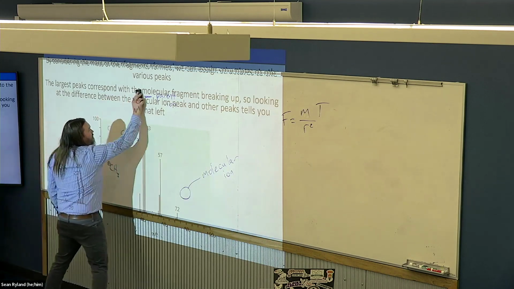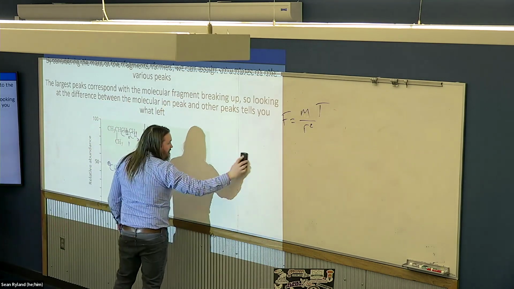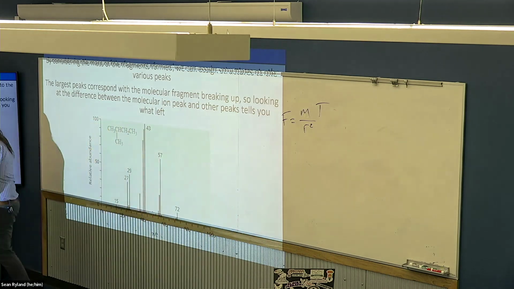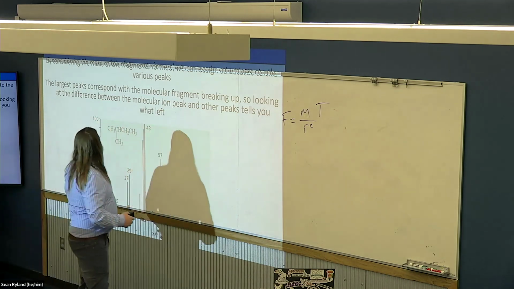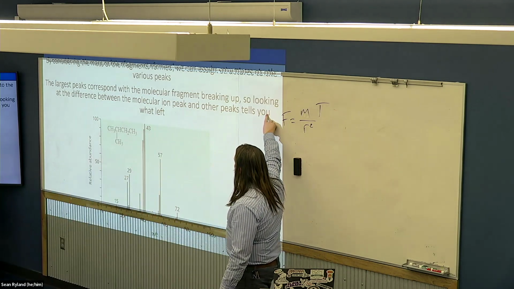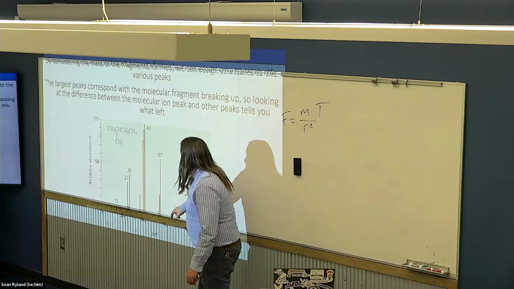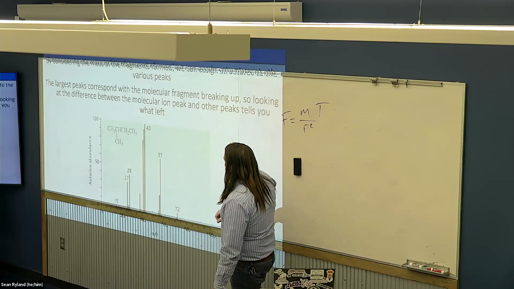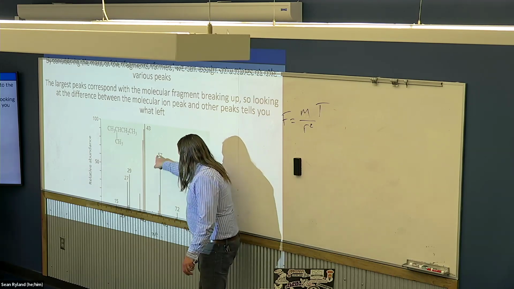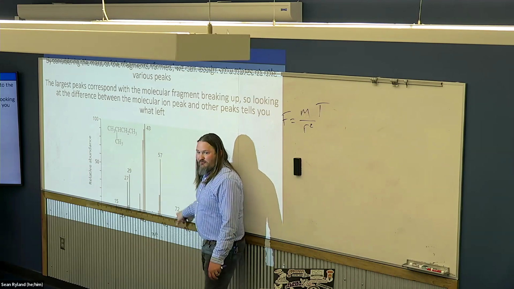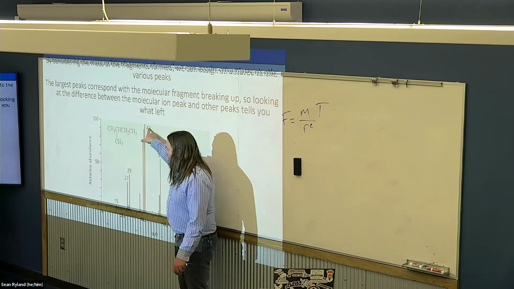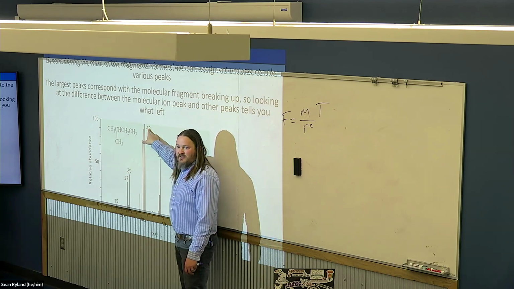We're walking you through some of the stuff we were just talking about. The largest peaks correspond to the molecular fragment breaking up. So looking at the difference between the molecular ion peak and other peaks tells you what left. That's exactly what you said when you said that's a difference of 15 between those two. The difference between 72 and 43 is you lost an ethyl.